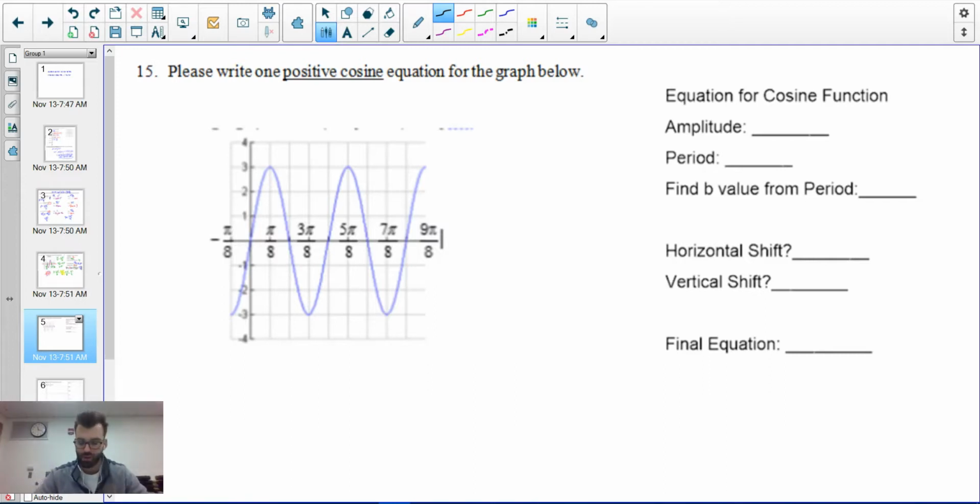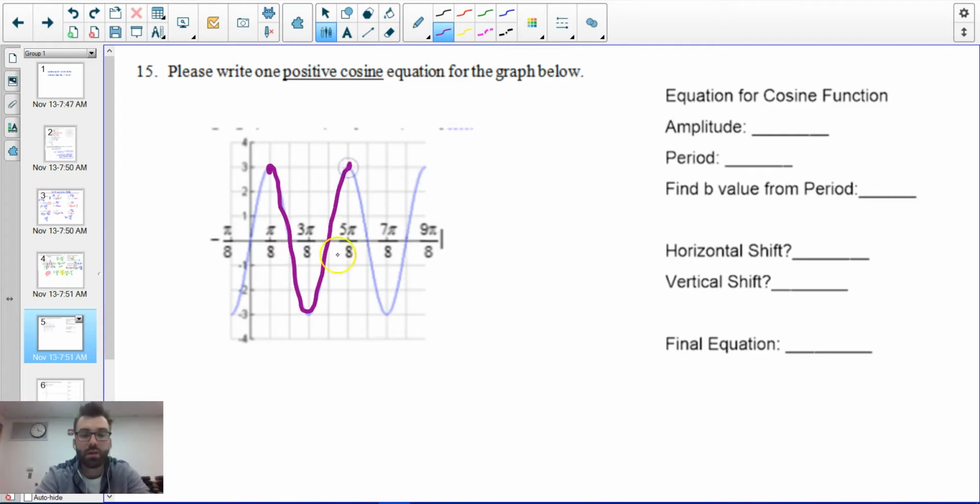All right, here we go with number 15. Number 15 says, write one positive cosine equation for the graph below. Now, there are a lot of positive cosines. There's one here, there's one here. So you can kind of pick where you want to start. I'm going to start with our first curve here.